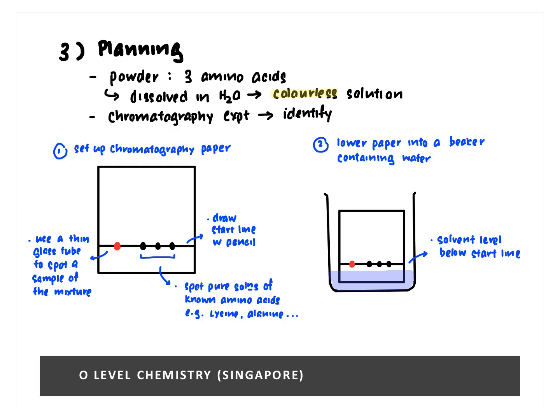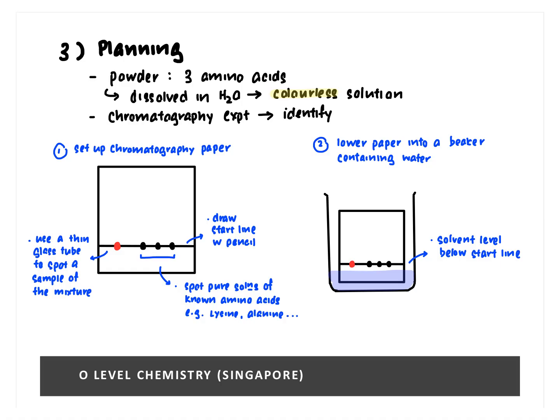For the last question, it is a planning question. It's a rather guided planning question as well. The question states that there are 3 amino acids in some food powder and it dissolves in water to give a colorless solution. Now, I don't know how many of you caught it, but the colorless solution is an important phrase that's there to remind you of something. So the question also recommends using chromatography. So all you needed to do was to describe the setup for chromatography.